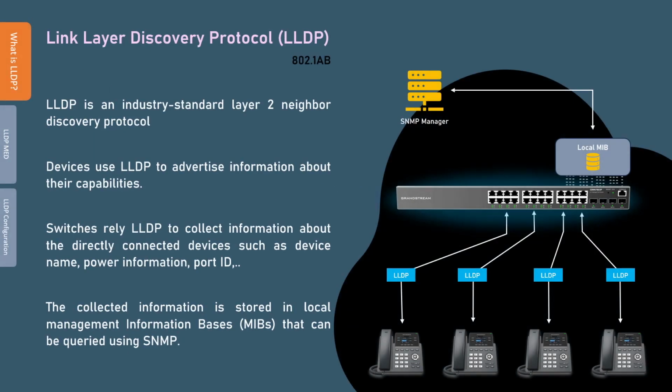Link Layer Discovery Protocol, or LLDP, is an industry standard Layer 2 neighbor discovery protocol. Devices use LLDP to periodically advertise information about their capabilities to neighboring network devices. Switches rely on LLDP to collect information about their connected devices such as device name, its capability, port ID, and many other characteristics. This information is stored in a local management information base that can be queried by the network management system using SNMP to learn and build the network topology.